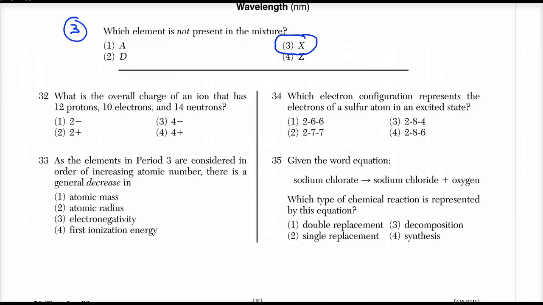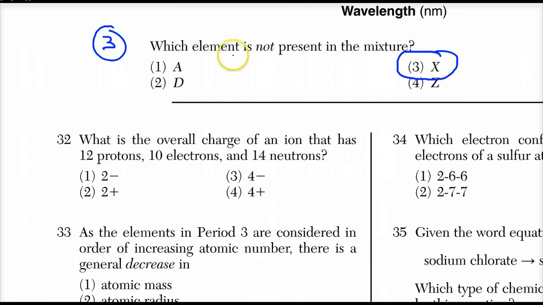All right, 32. What is the overall charge of an ion that has 12 protons, 10 electrons, and 14 neutrons? Well, I know that 14 neutrons are neutral. Table O tells me so. In table O, you'll see an N, you'll see a 1, and a 0. That bottom number is charge.